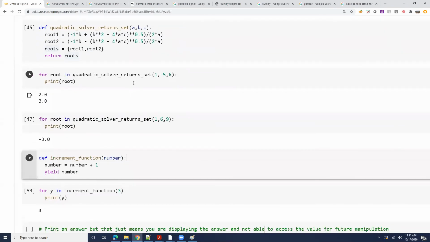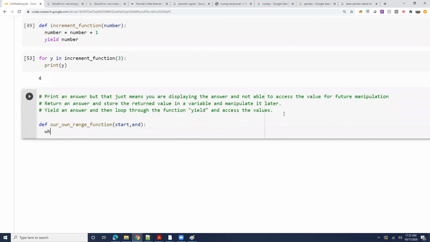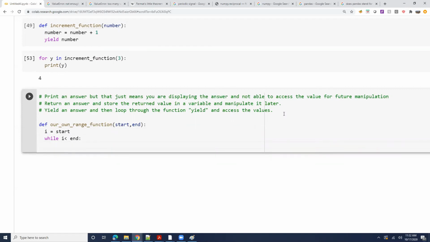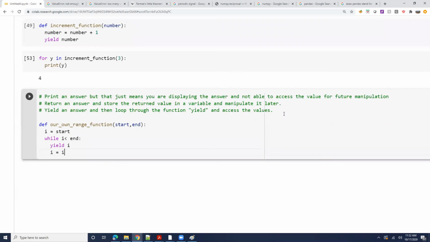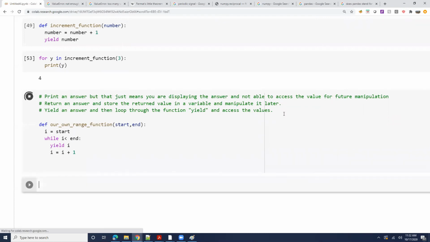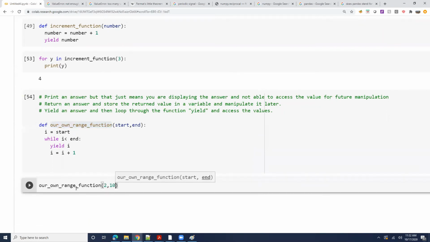Now let's go to the one that I wanted to try, which is to define our own range function, start comma end. I say i equal to start, while i less than or equal to end, or while i less than end, yield i, and i equal to i plus 1. Now let's see if this one works. I'll call our own range function with 2 comma 10.